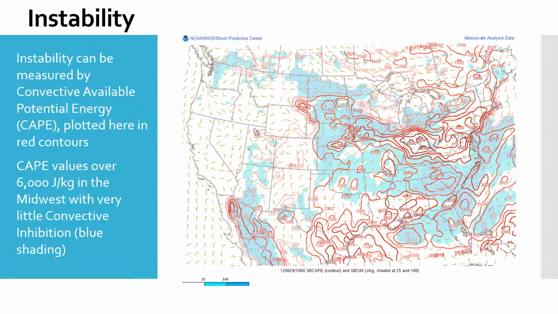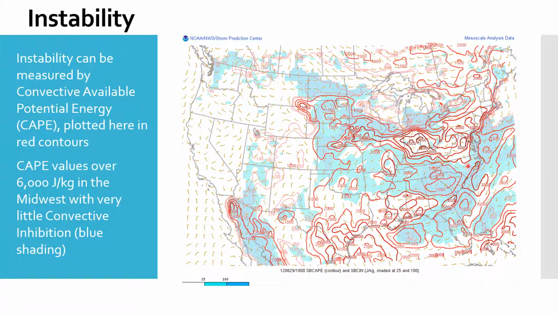We had just mentioned instability. So moving on to the instability situation, we can measure that instability by convective available potential energy, or CAPE, which is plotted here in the red contours. The most important thing to note is that where we've got our confluence of both a lifting mechanism and upper level support in terms of shear on our jet streak, we have these very high CAPE values on the order of 5,000 to even 6,000 joules per kilogram. And that's going to indicate that the air there is very unstable, like we talked about.